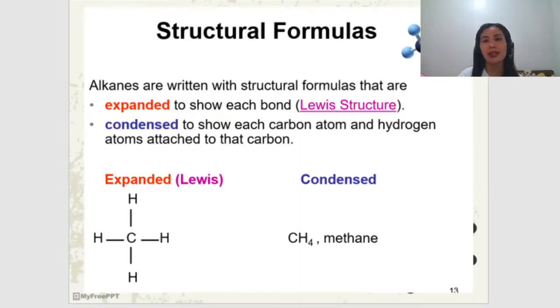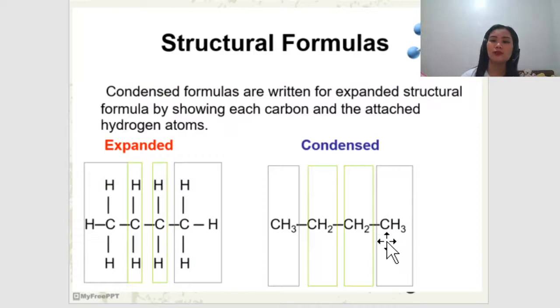It is important that you understand the different types of presentation that chemists use in writing formulas. Alkanes are written with structural formulas that are expanded to show each bond, or the Lewis structure, or condensed to show each carbon atom and the hydrogen atoms attached to that carbon. In short, in the expanded form you will see the lines or bonds. The condensed form still has a formula and a number of atoms, but unlike the expanded, it does not show how the atoms are attached. Next, condensed formulas are written from the expanded structural formula.